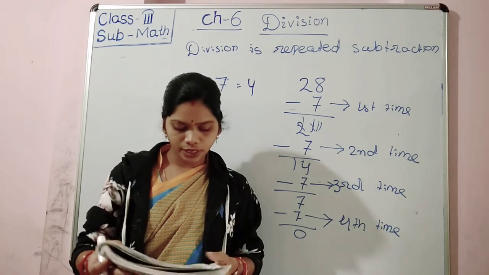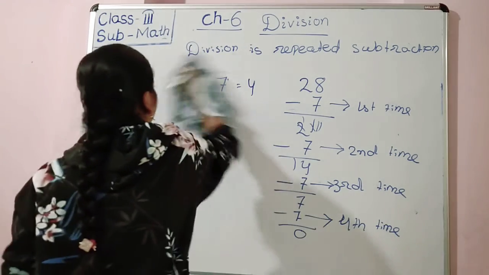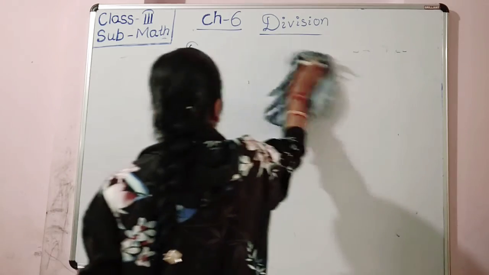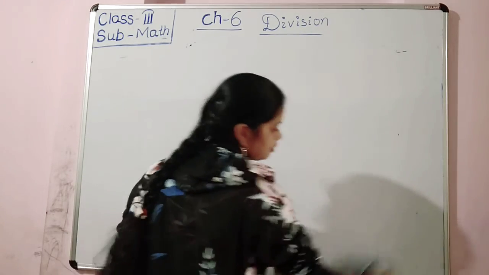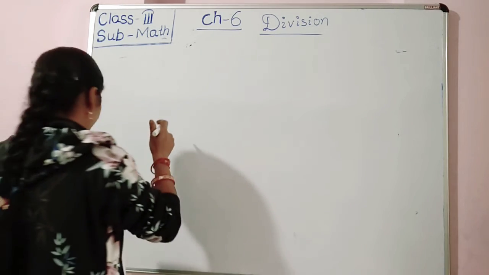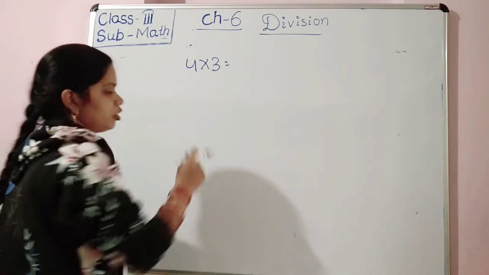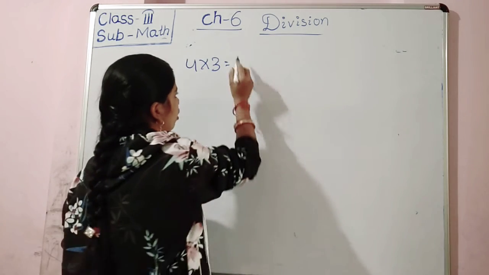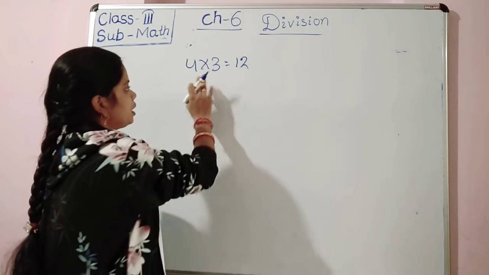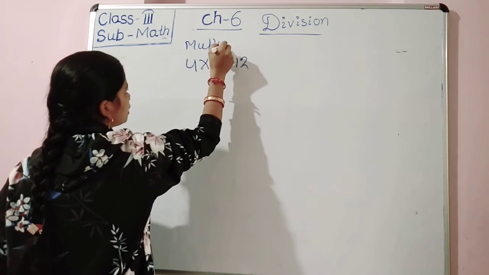Next we know every multiplication has 2 division facts. देखो suppose example 4 into 3. 4 3 जा 12. All of you know 4 3 जा 12. Okay. It is the multiplication fact.